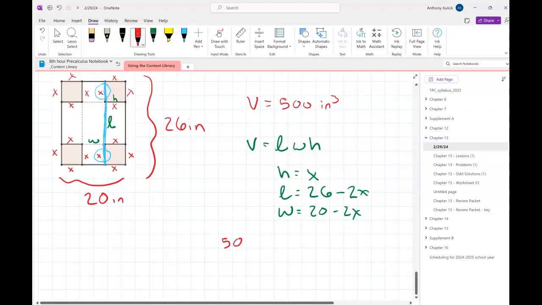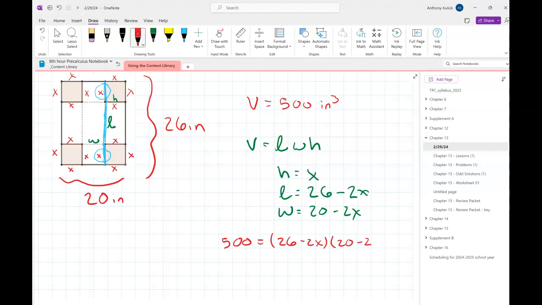So we can say then we have 500 equals length times width times height. So far, so good. Now the length, the width, and the height are all polynomials, right? If I multiply polynomials together, I'm going to get another polynomial. So this is a polynomial equation. To solve a polynomial equation, what does it have to equal? It has to equal 0. So I'm going to start by subtracting 500 from both sides.